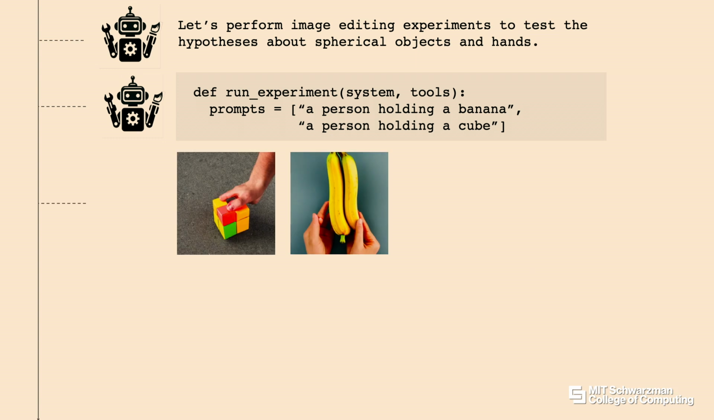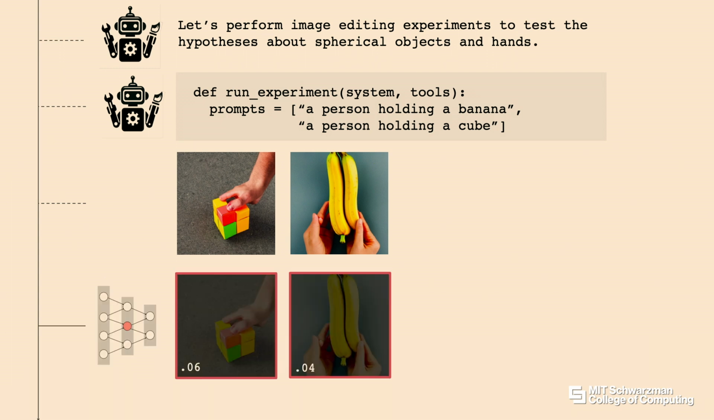So these are the 2 images that it generates that are not spherical objects. It's a hand interacting with an object, but not a spherical object. And now it runs this through the neural network. It has to write code to do that too. And these are the returns, very low activations. The unit doesn't seem to care about these images.